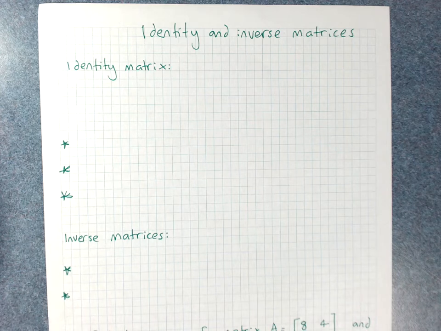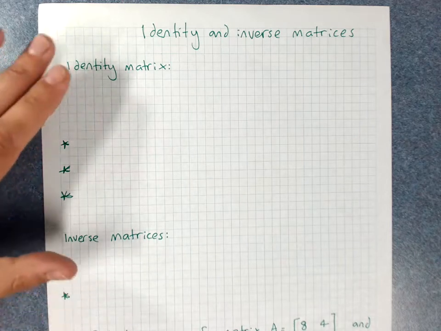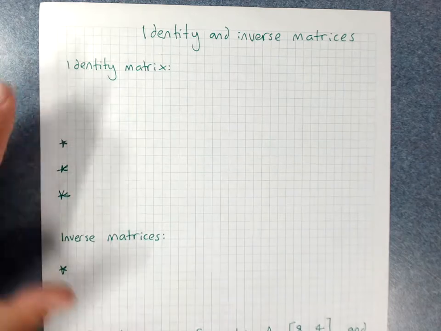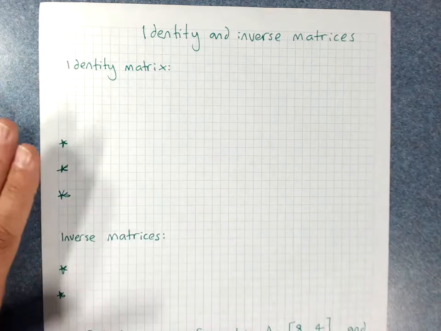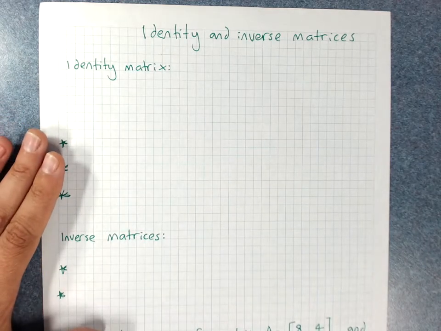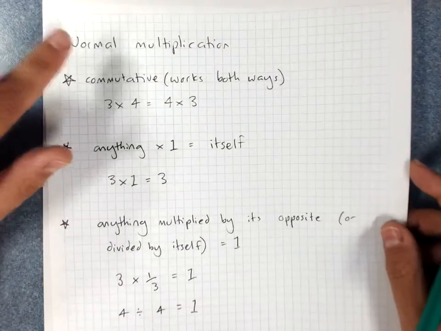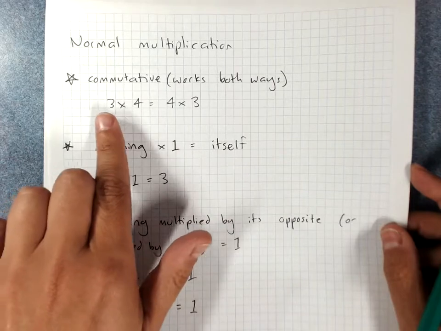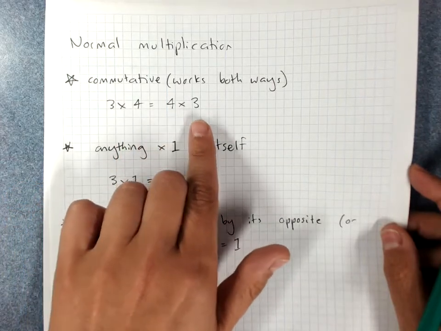Identity and inverse matrices. So these are two little concepts, and they're quite useful, but it's not immediately obvious why they're useful. And before I go into them, I'm just going to remind you about some stuff about normal maths. You don't need to write this down. Normal multiplication is commutative. That means it works both ways. 3 times 4 is the same as 4 times 3.